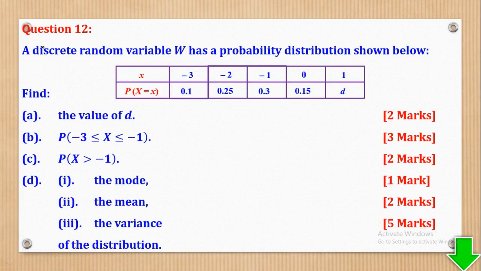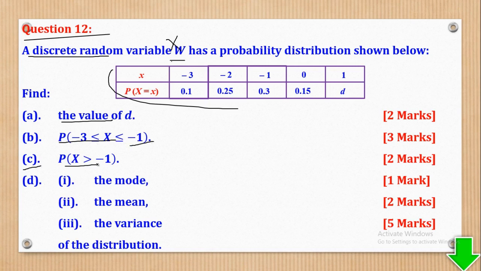Now we shall go to question 12, which says a discrete random variable x, so this was supposed to be x, has a probability distribution shown below. So this is a distribution. Part A, find the value of D. Part B, find the probability of x greater than or equal to -3 but less or equal to -1. Then part C, probability of x greater than -1. Part D, Roman 1, the mode, Roman 2, the mean, Roman 3, the variance of the distribution.